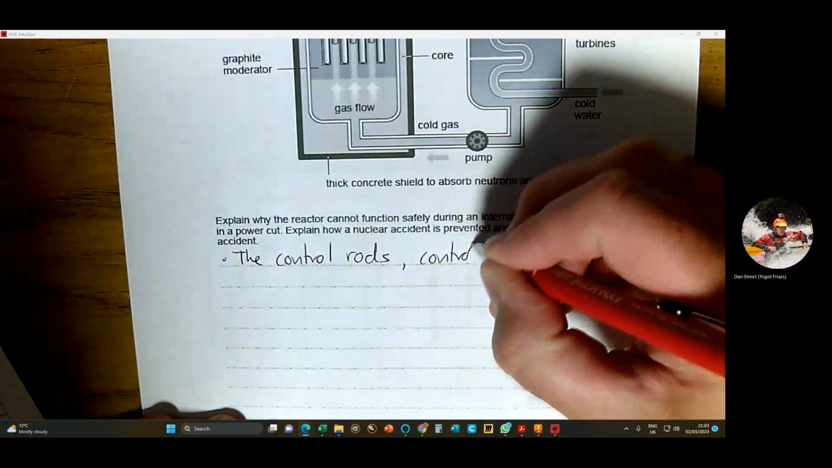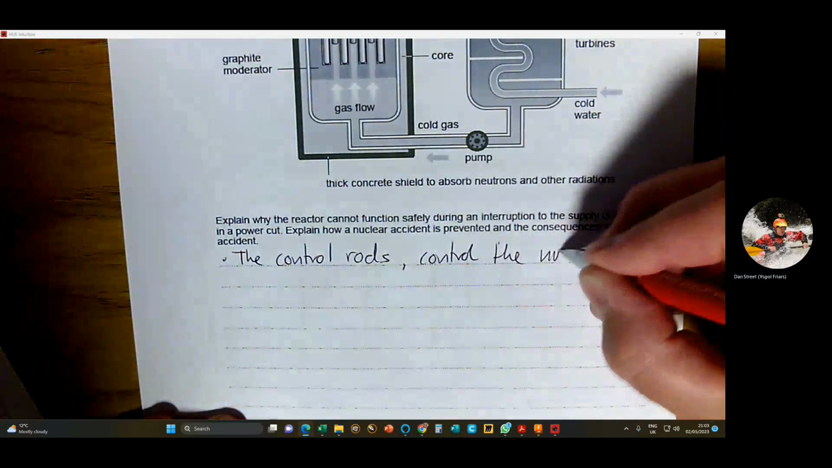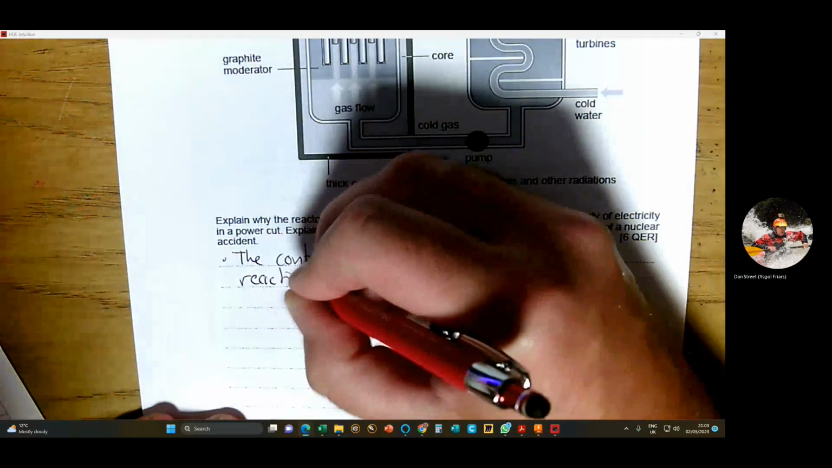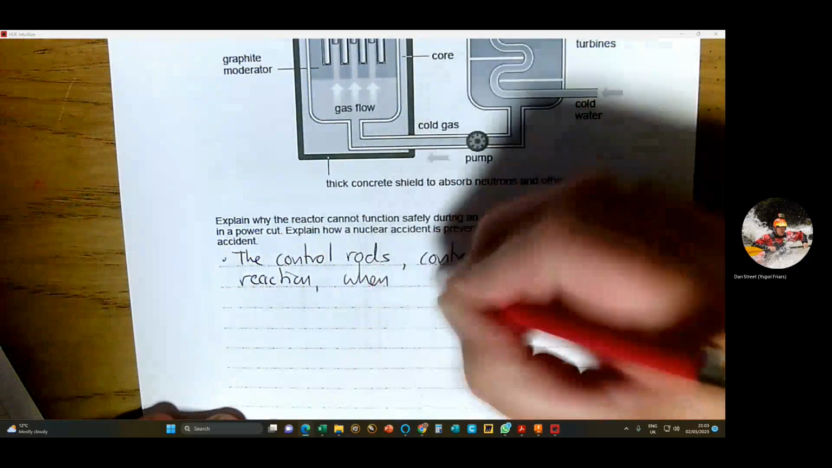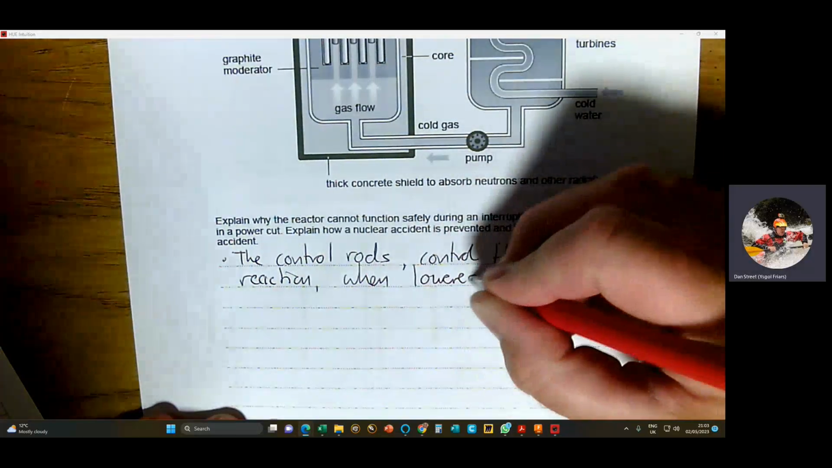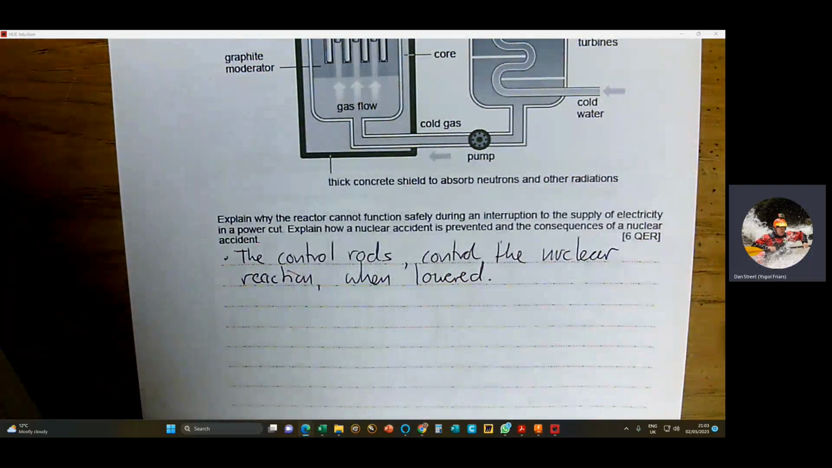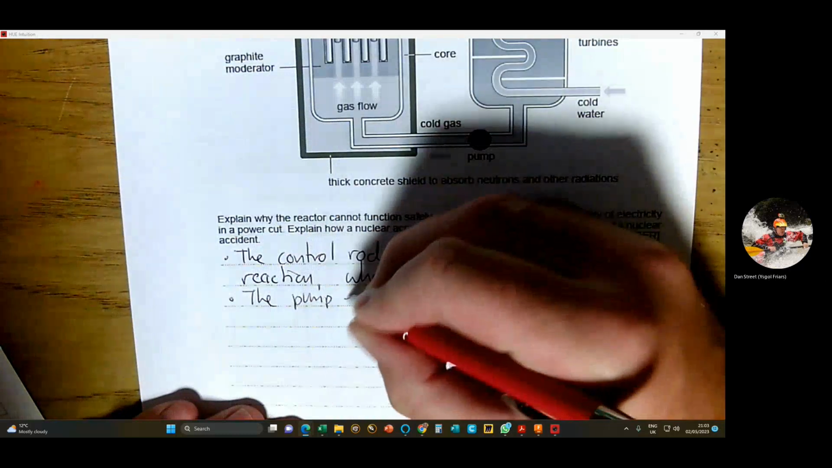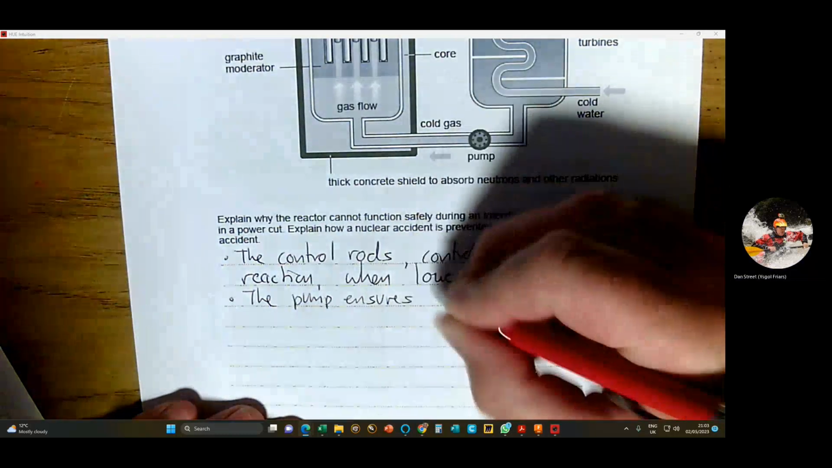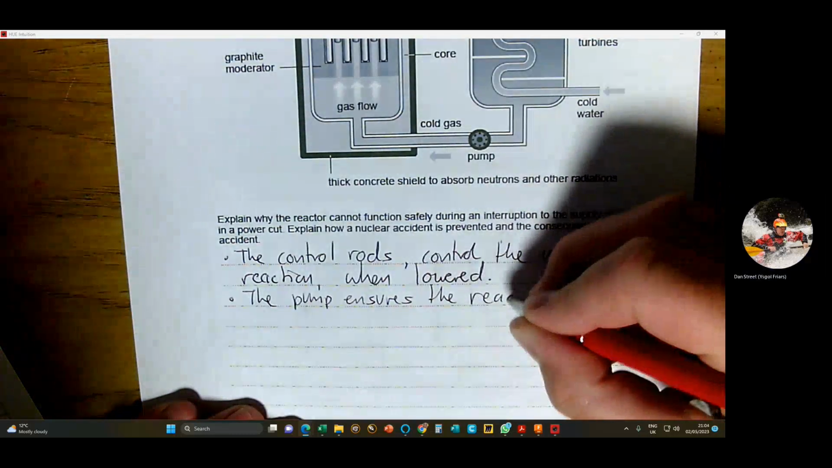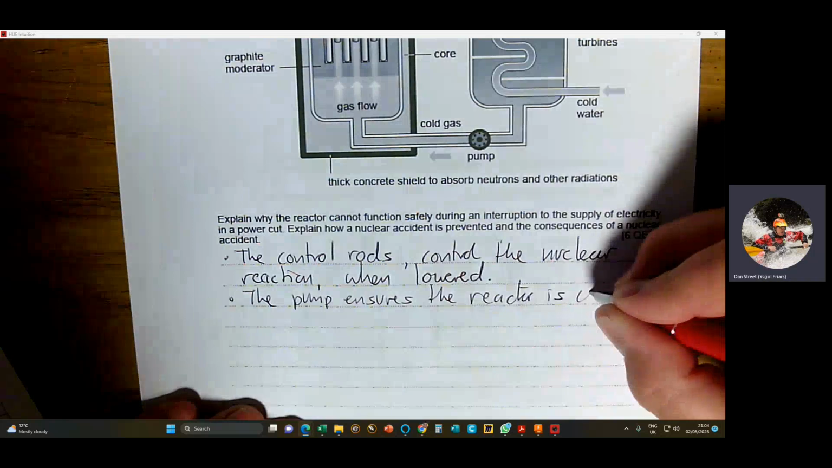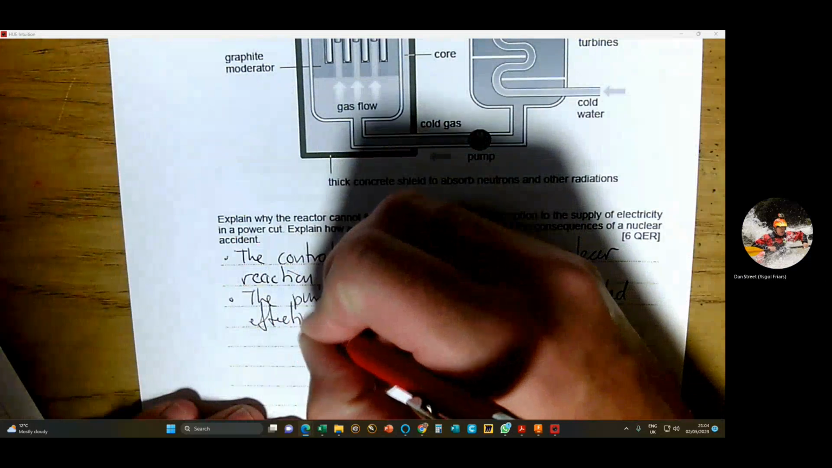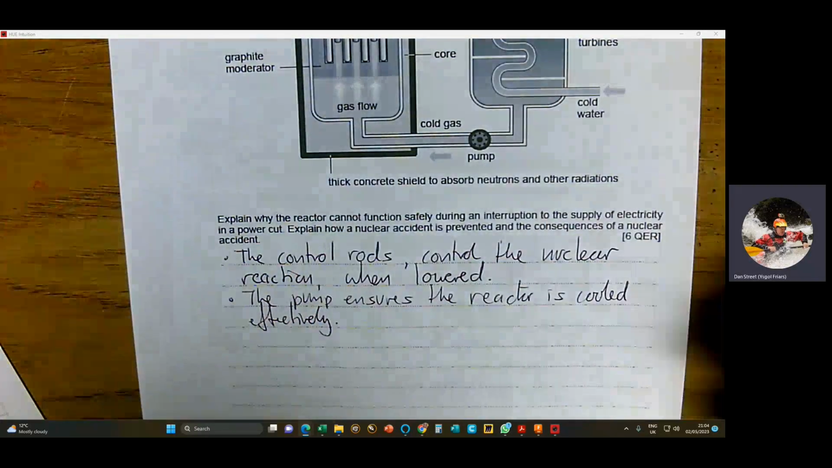control the nuclear reaction when lowered. Okay, so that's their function. Okay, and the pump ensures the reactor is cooled effectively. So that's what they do.